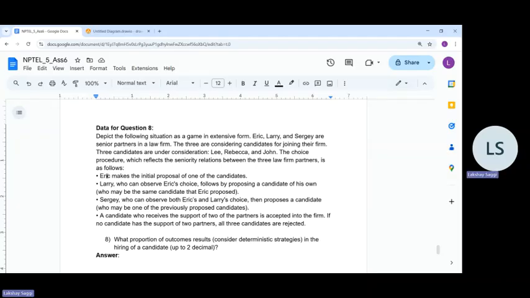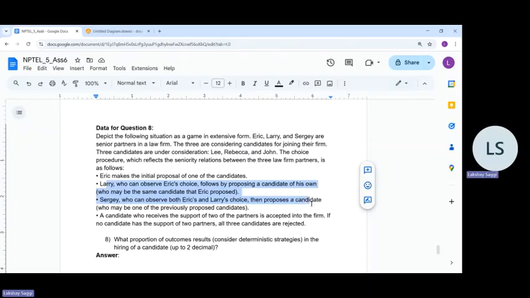Here, what's going to happen is Eric makes the initial proposal of one of the candidates, and then Larry, who can observe Eric's choice, follows by proposing a candidate of his own, and Sergey. So basically Eric, Larry, and Sergey, the three of them are making choices, and they see the previously proposed candidates, and only after that they make a choice. Then we are asked in what cases the candidate is accepted into the firm. So what one could do here is draw this game in the dynamic form, representing player one as Eric, drawing the three nodes, which are the three possible choices for Eric, then Larry's three possible choices, and then Sergey's three possible choices.